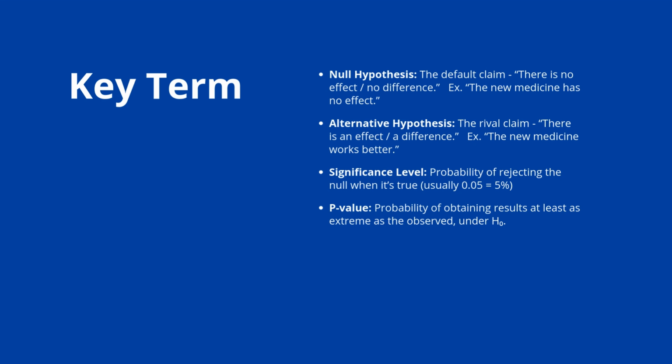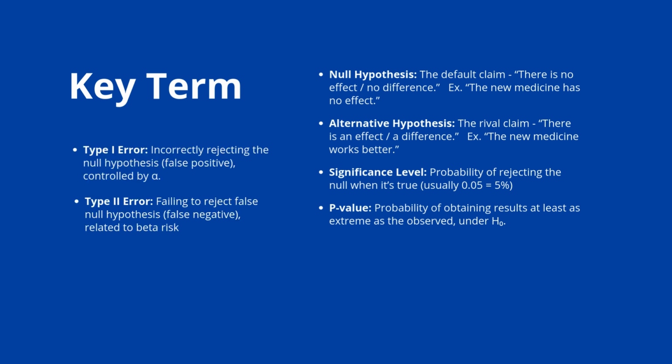Don't forget about Type 1 and Type 2 errors. These show the risk of drawing the wrong conclusion. Throughout hypothesis testing, you will use terms like test statistic, critical values, and degrees of freedom. Each plays a role in making sense of results and deciding what's meaningful. Let's explore a quick example together to make the concepts feel more real.